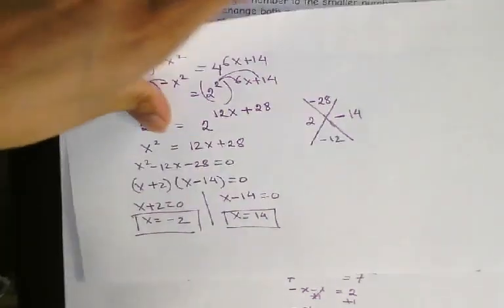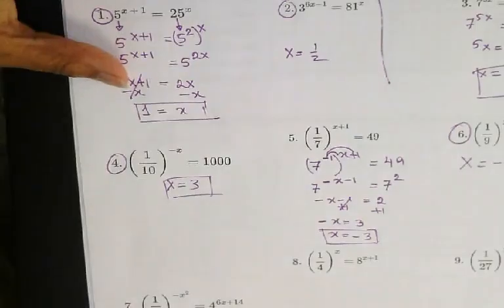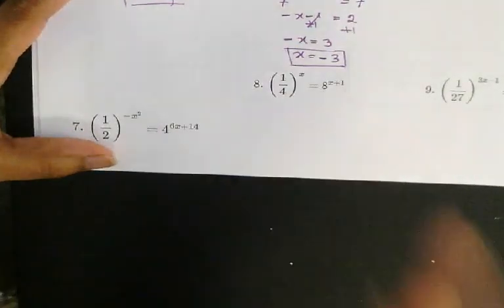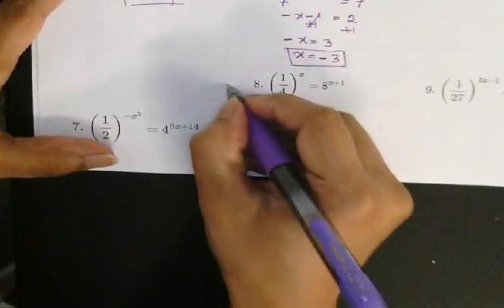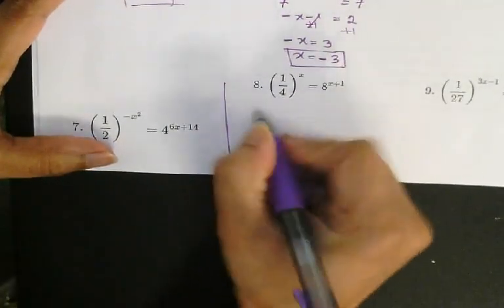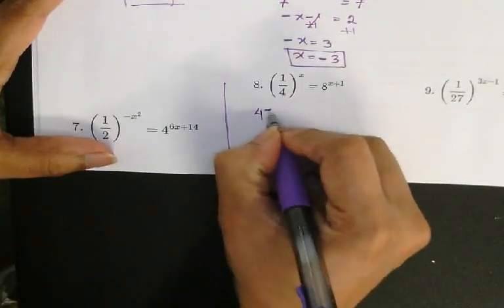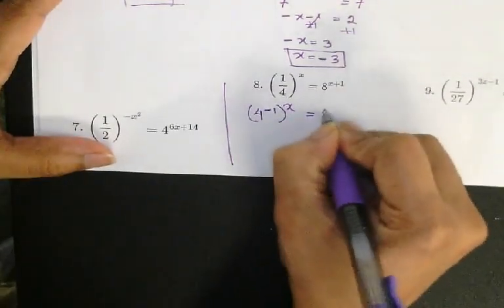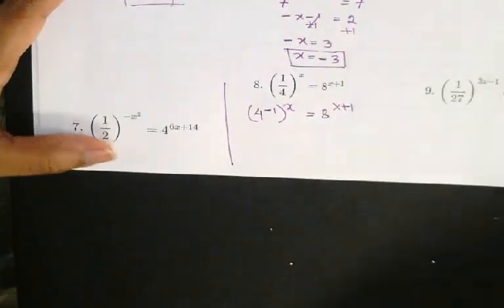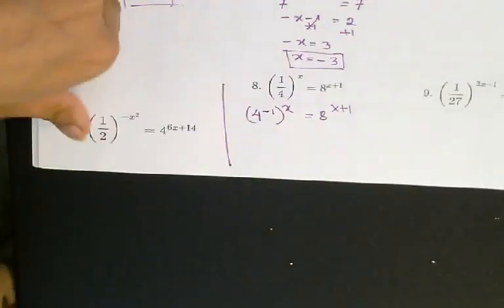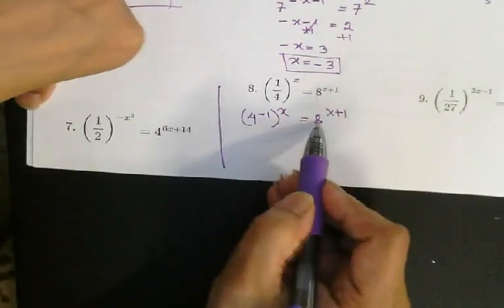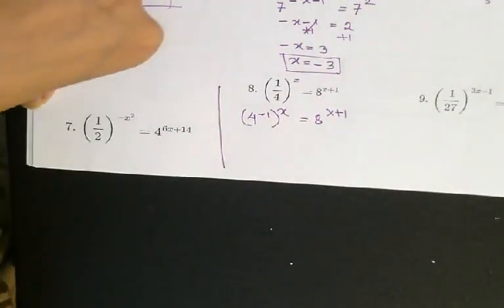I want you to pay attention to number 8, please. Look at number 8 over here. The first thing again, first I have to get rid of the fractions. So 4 to the power -1 to the power x is equal to 8 to the power x plus 1. Now somebody tell me one thing. Is there anything I can do to 8, put an exponent and make it a 4? No.